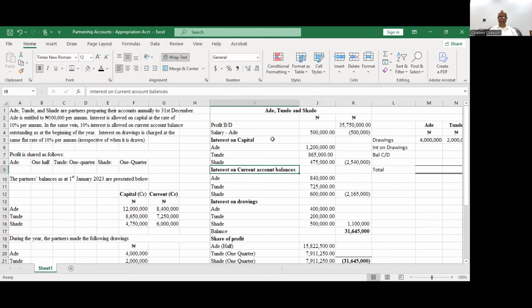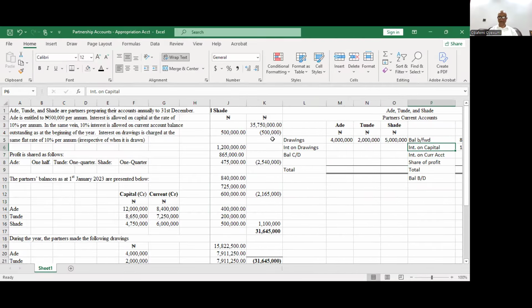Okay, before we get there, let's look at interest on drawings. Interest on drawings. It's going to be a debit because they are paying back. All right, they are paying the interest. So let's come here. Here we're going to debit the account for the different partners. So we have 400,000 and then 200,000 and then 500,000. Based on these figures that we have here, look at them. 400,000, 200,000, 500,000.